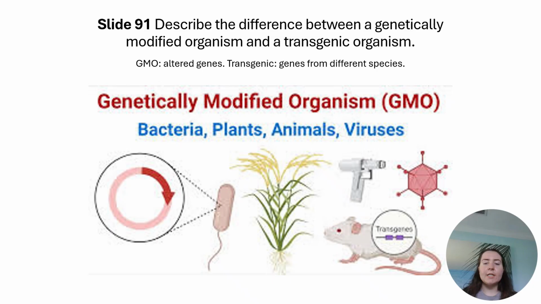Describe the difference between a genetically modified organism and a transgenic organism. GMO, altered genes. Transgenic, genes from different species. Genetically modified organisms, GMO: bacteria, plants, animals, and viruses.